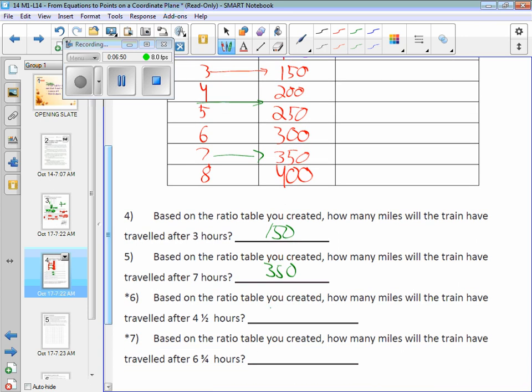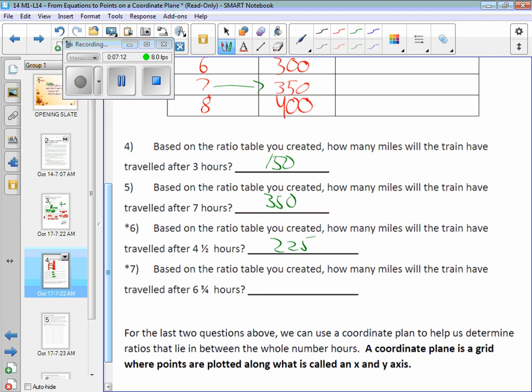And then I think your number 7 is different from my number 7. We're going to wind up doing both. One's going to be worth a ticket. On yours, it says 6.5 hours? Okay, 6.5. But your number 7, what does it say? How many hours? 6.5. And mine up here is 6 3/4. But let's do 6.5 first. What about 6.5 hours? How far will the train have traveled?